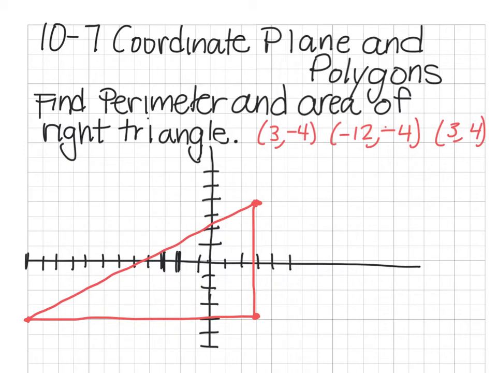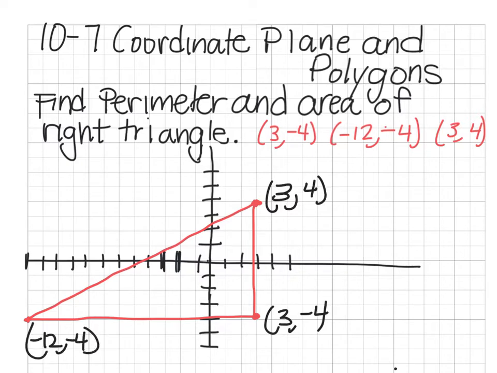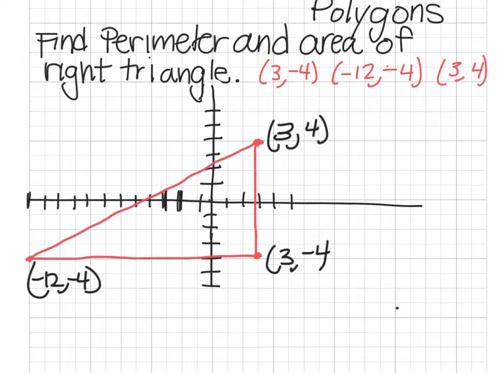You can look at it visually and count how many units you have right here, and how many units you have this way. Or you can look at your points, which I should label. So this was the point 3, 4. This is the point 3, negative 4. And this was the point negative 12, negative 4. So you can use those points to find out what your side lengths are.